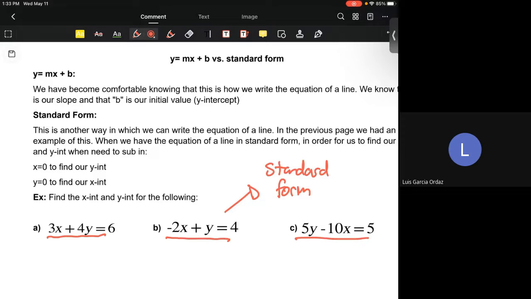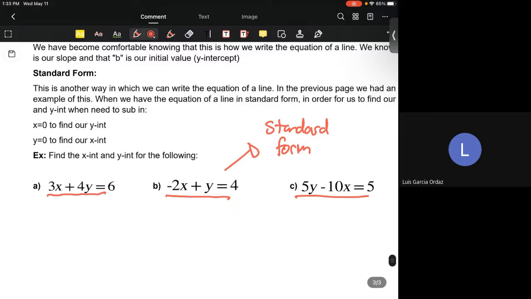So in standard form, it is easier to find your x and y intercepts because sometimes you're not working with fractions or multiplying with reciprocals. So it's easier to find your x and your y intercept using standard form. The only thing that y equals mx plus b is easy to find is the y-intercept. Other than that, you might be working with a fraction with your x-intercept.